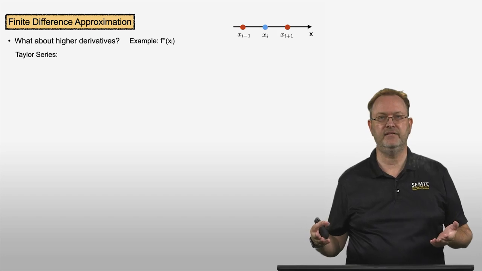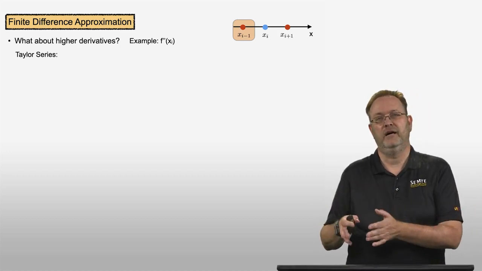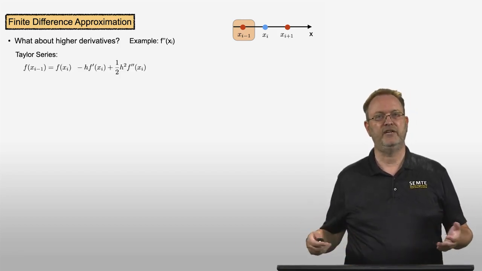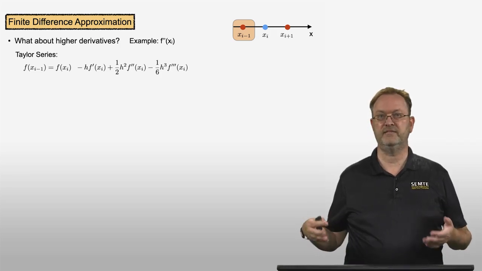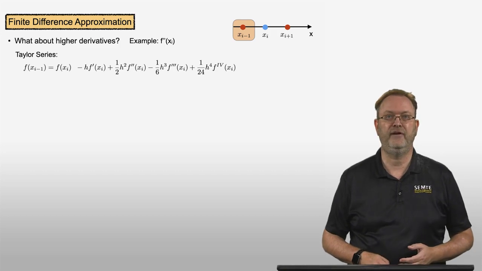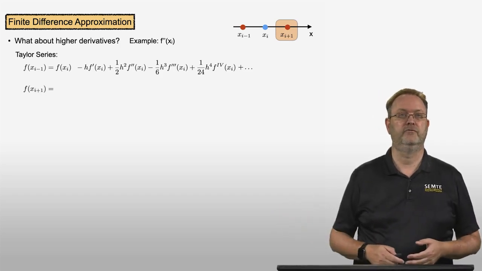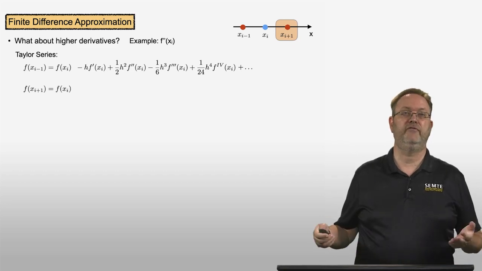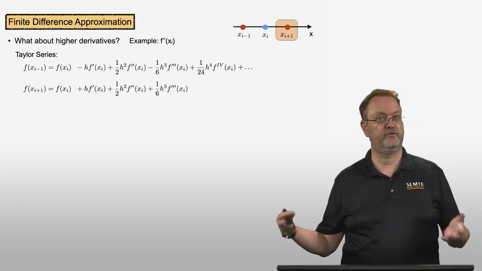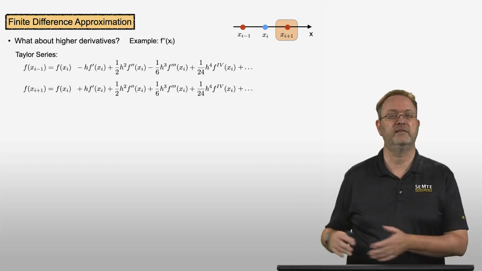So let me write the Taylor series for the point to the left, xi minus 1, around the point xi. I have f of xi minus 1 is f of xi minus h times f prime plus a half h squared f double prime xi minus 1/6 h cubed f triple prime xi plus 1 over 24 h to the power 4 times the fourth derivative of f at xi plus infinitely many additional terms. And now let me write the Taylor series to the right for f of xi plus 1. That would be f of xi plus h times f prime xi plus a half h squared f double prime xi plus 1/6 h cubed f triple prime xi plus 1 over 24 h to the power 4 times the fourth derivative of f at xi plus infinitely many additional terms.